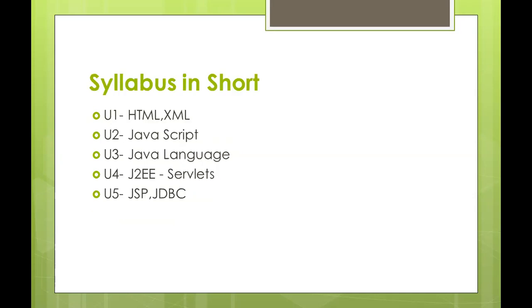Right. This is the syllabus. In short, I've written the topics related to units, Unit 1 to Unit 5, U1, U2, U3, and these represent Unit 1, Unit 2, Unit 3, and so on. In Unit 1, you are going to learn HTML and XML. HTML is a markup language. Hypertext Markup Language is the full abbreviation.